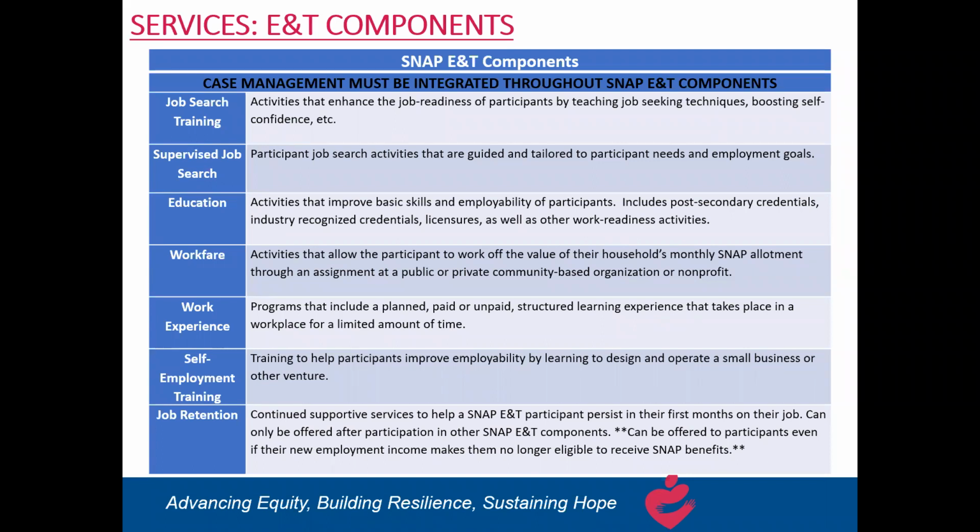Job retention is the other one I'll highlight. Bob mentioned this: if you have supported somebody through SNAP E&T, they've participated in SNAP E&T activities, and as a result of those activities they get a job, that job income makes them ineligible to receive SNAP. They can still receive support, and you can still get reimbursed for the services you offer them while they're in the first months on the job.